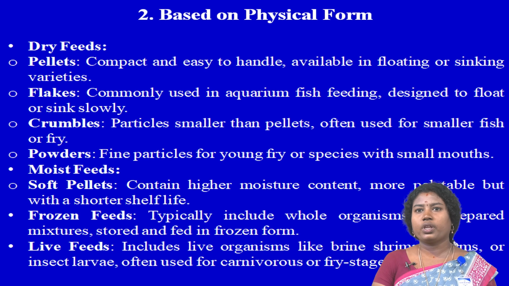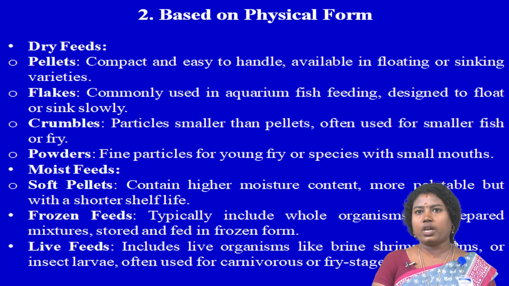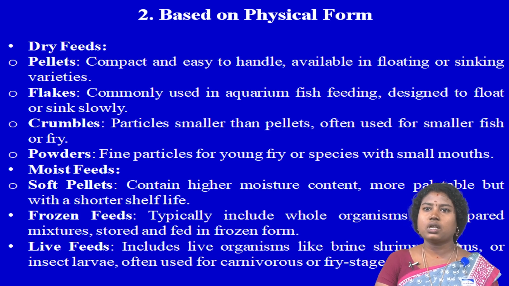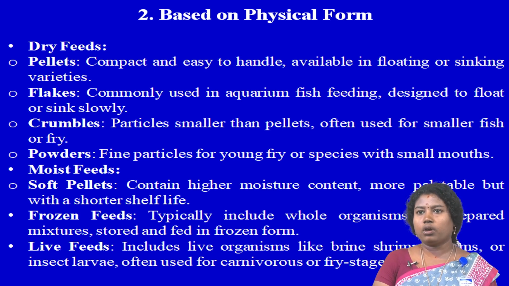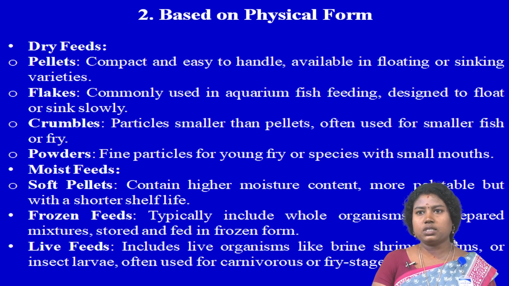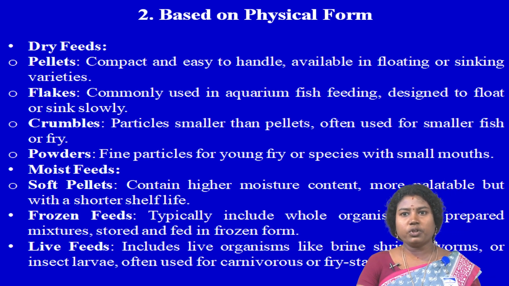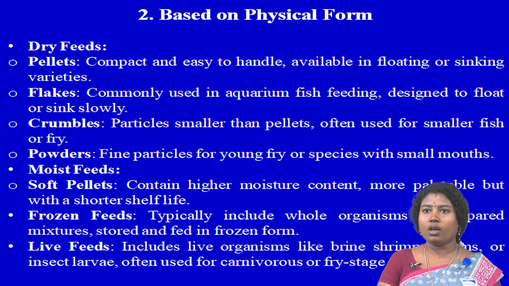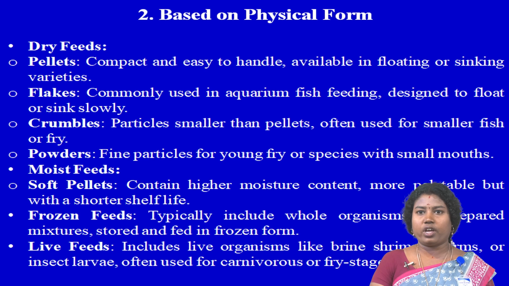Based on physical form. In different physical forms, first type is dry feeds. Among dry feeds we have pellets, flakes, crumbles and powders. First one is pellets. Pellets are the most common form of fish feed, available in various sizes to suit different species and life stages. Pellets can be either floating or sinking. Floating pellets are ideal for surface feeders, while sinking pellets are suitable for bottom feeders. They are compact, easy to store and have a long shelf life.